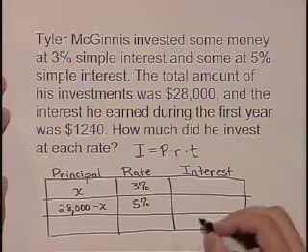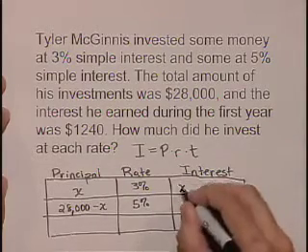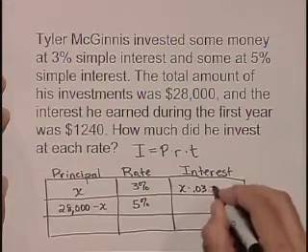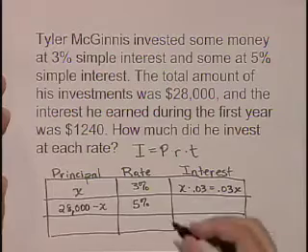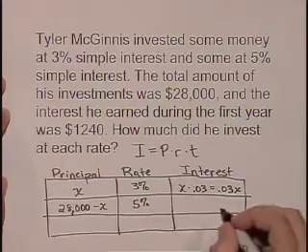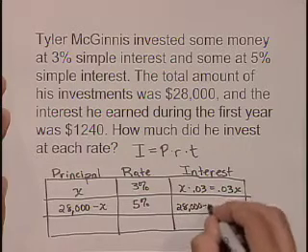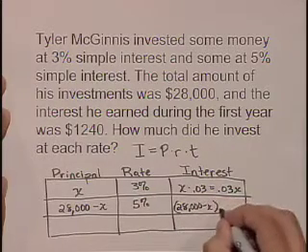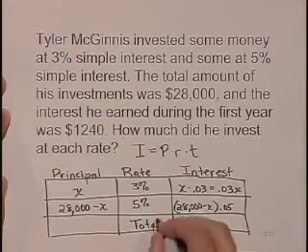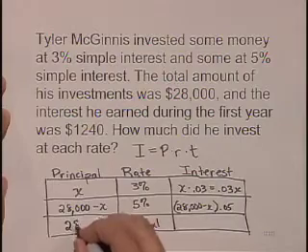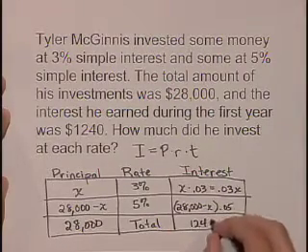To find the interest on the money at 3%, we take the principal times the rate, x times 0.03. So in other words, 0.03x. We take the principal times the rate at 5%, 28,000 minus x times 0.05. And the total is going to be $28,000 and a total of $1,240 in interest.